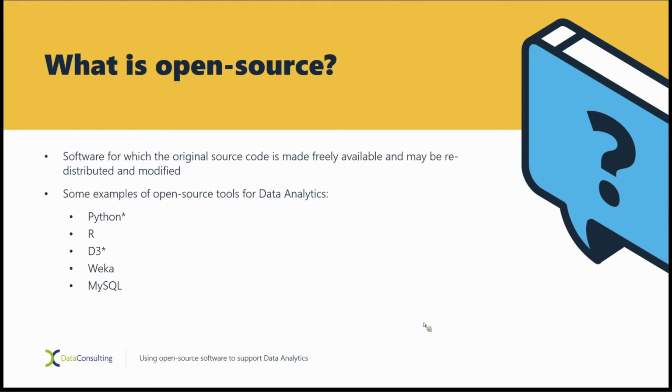Next up, we've got D3. So D3 is a visualization library written in JavaScript. This means you can build dashboards and custom visuals, which you can use directly from the browser. So you don't need any specialist software like Tableau or Power BI. We've also got a few more. So we've got Weka, which is a machine learning tool, and MySQL as well, which a few of you may have used.